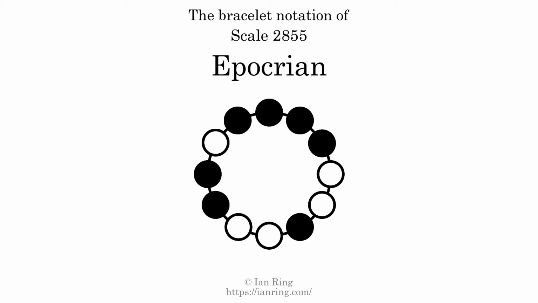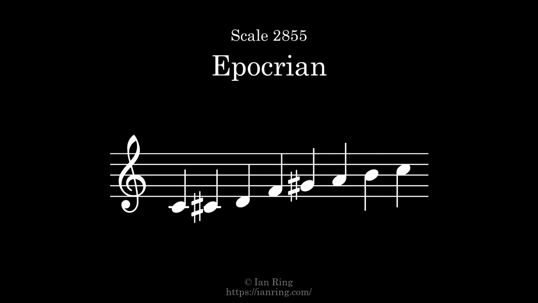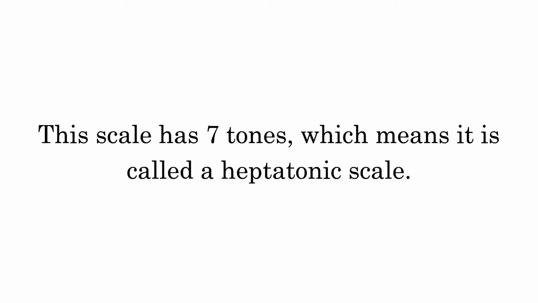2855, Epocrian, which sounds like this. This scale has 7 tones, which means it is called a heptatonic scale.